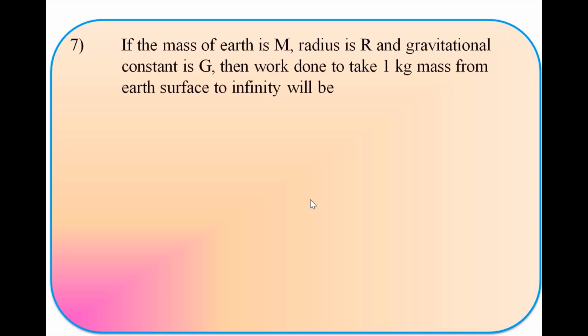Let's see the next problem. If the mass of the earth is capital M, radius is capital R and the gravitational constant is capital G, then the work done to take 1 kilogram mass from the earth's surface to infinity will be: option A is under root of GM divided by 2R, option B is GM divided by R, option C is under root of 2GM divided by R and option D is GM divided by 2R. So let's see the solution.